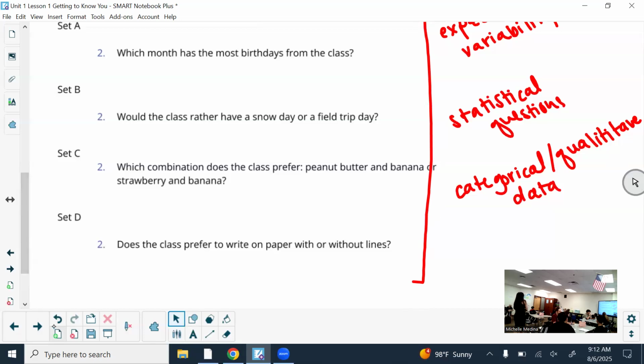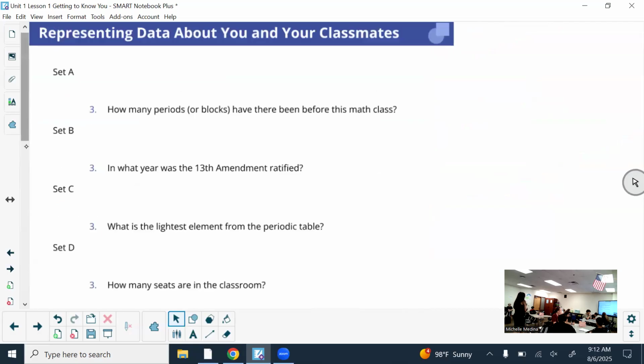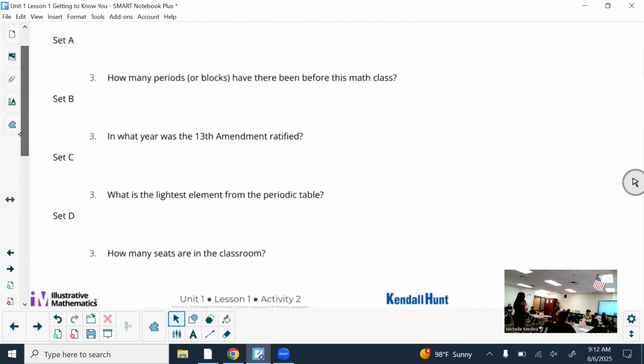Now your question 3s also have something in common. Here's all the question 3s that were out there. How many periods or blocks have there been before this math class? In what year was the 13th Amendment ratified? What's the lightest element from the periodic table? And how many seats are in the classroom? What do these questions have in common?